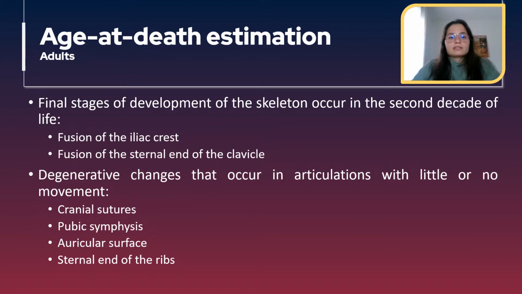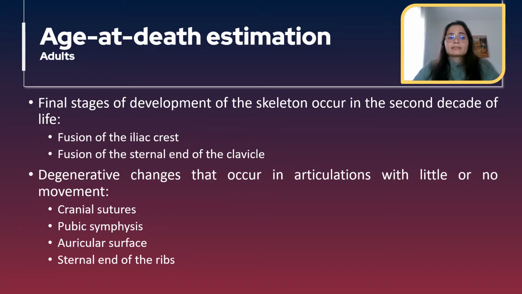As we already saw last week, the age at death estimation in adults is almost exclusively related to degenerative changes. And it isn't totally done with degenerative changes because there are final stages of development of the skeleton in the second decade of life. I'm talking about the fusion of the iliac crest and the fusion of the sternal end of the clavicle. The degenerative methods are based on changes that occur in articulations with little or no movement, like the cranial sutures, the pubic symphysis, the auricular surface, and the sternal end of the ribs. We will start by seeing the final stages of development of the skeleton.